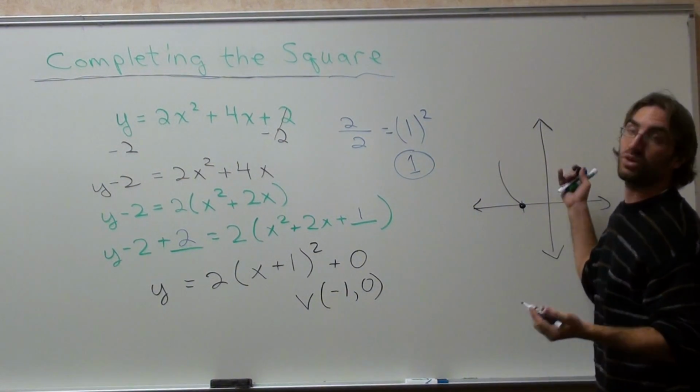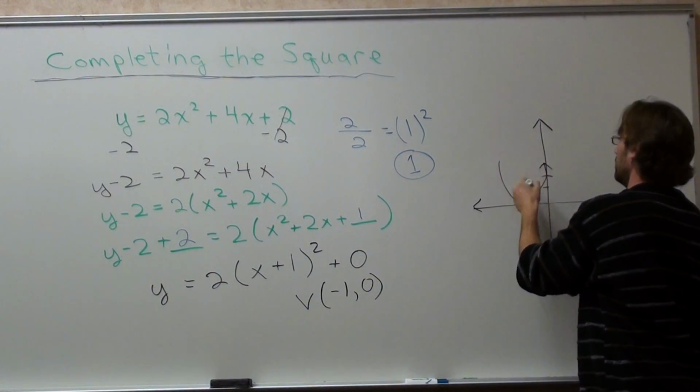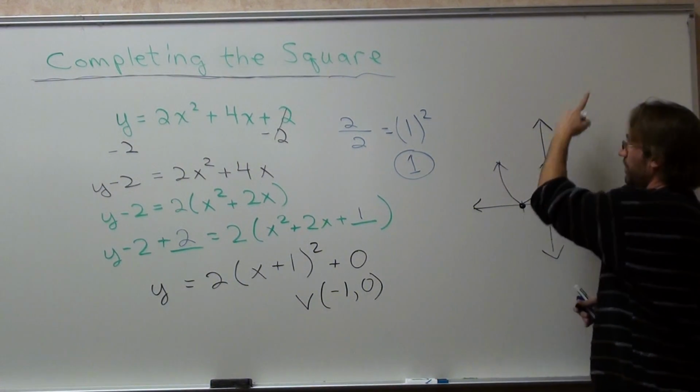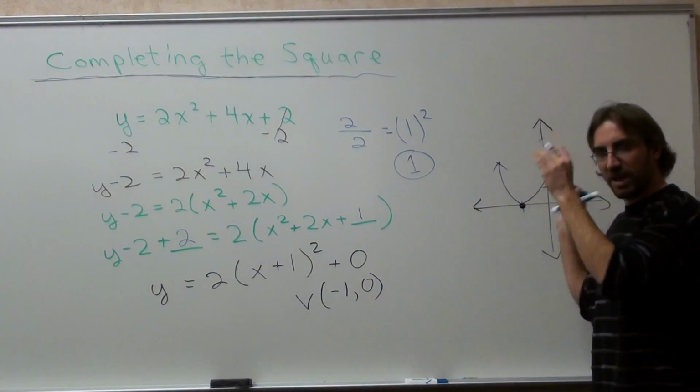For anybody who's interested, the y-intercept is actually at 2. It's my c value. And it actually goes in like that, in that direction. So my vertex is at negative 1, 0, and it kind of expands out.